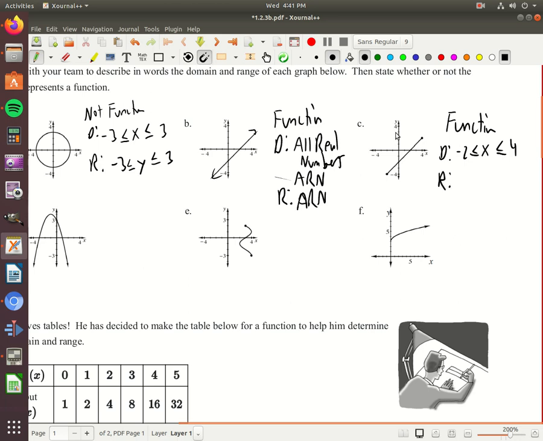What about the range? What's the most down I can go? -4. And what's the most up I can go? +2. Can I be exactly -4? Yeah, it's a closed circle. Can I be exactly +2? Yes, it's a closed circle. So you can see these are my domain and ranges. I hope this is making sense.